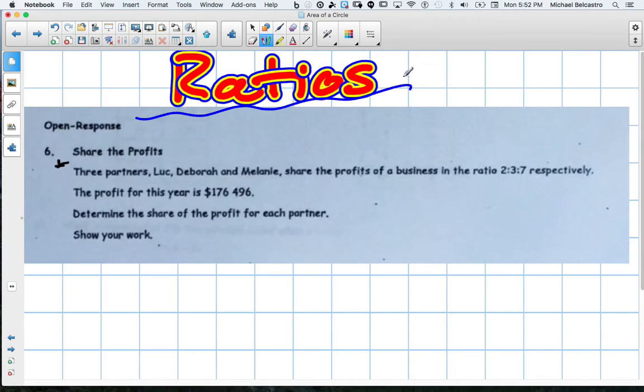We're looking at ratios here. You can almost use ratios, percentages, and decimals. They all kind of tend to work together. This question is called share of profits.